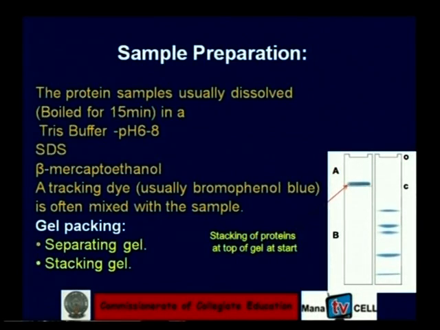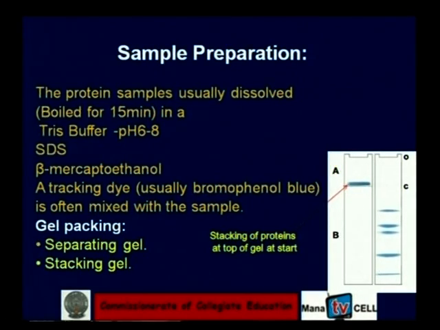And coming to sample preparation, the protein sample usually dissolves, that means it has to be boiled for 15 minutes in a Tris buffer. This is a basic buffer which we use in the electrophoresis, and its pH should be maintained at 6 to 8. And the second thing is SDS. As I have already told in the previous slide, SDS means sodium dodecyl sulfate. And the third one is beta mercaptoethanol. And the next one is a tracking dye. The most commonly used dye in this sample preparation is bromophenol blue. And all these components should be mixed along with the sample.